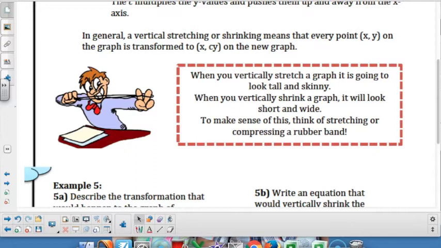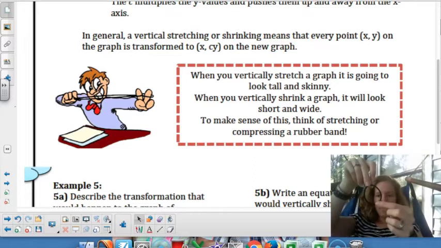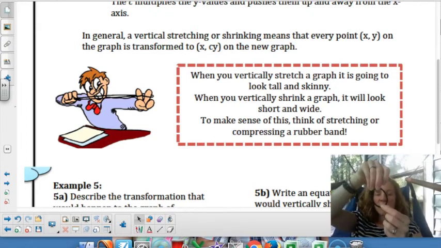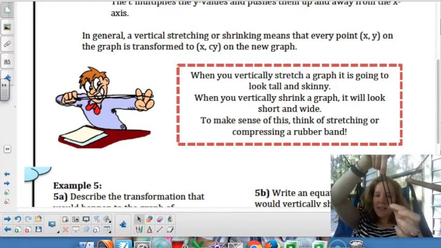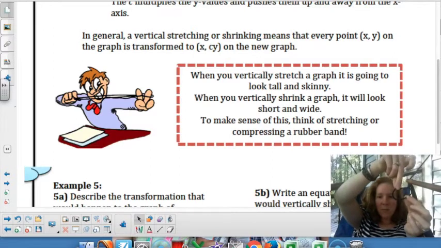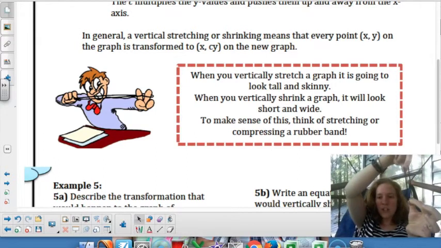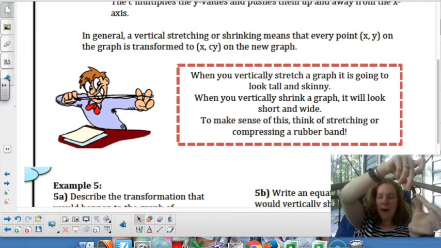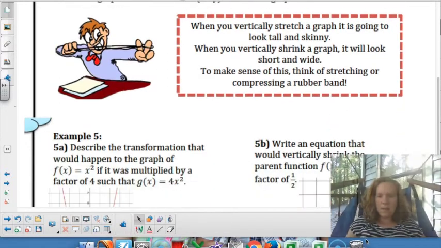A good way to keep this straight is to think about a rubber band. So if you think about a rubber band, I've got my little hair scrunchie here. If I do a vertical stretch, then it's going to get taller, which means it's going to look like this thing is getting skinnier and taller. If I do a vertical shrink, it's going to push it down and it's going to get short and fat. So when you're looking at your graph, expect it to look skinny and tall when you multiply by something large. Expect it to get short if you multiply by a fraction, by a value that's between 0 and 1. So let's go ahead and do a couple of examples.